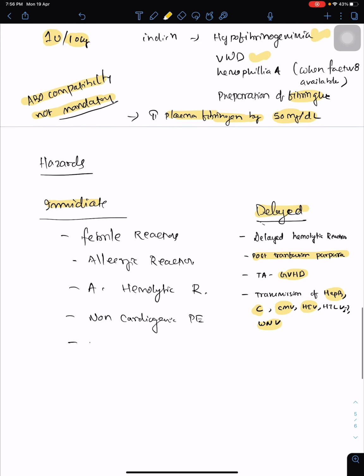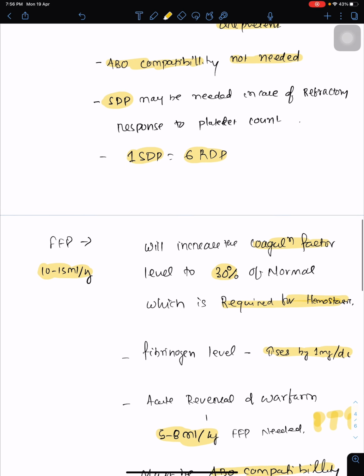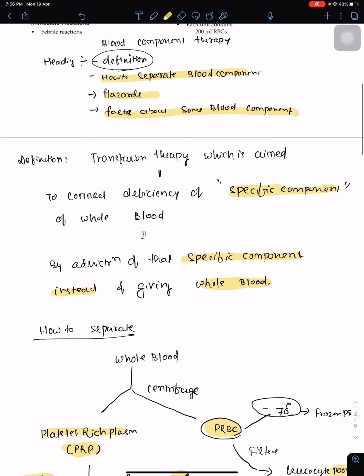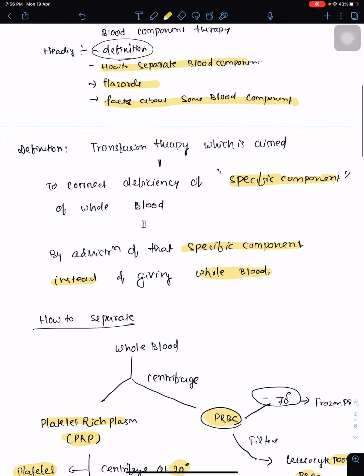My aim was to complete this topic within 5 minutes, and the theory component that has been prepared here can be written within 10 minutes for DNB and MD exams, especially in India.